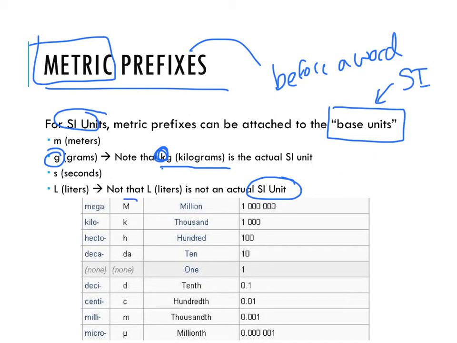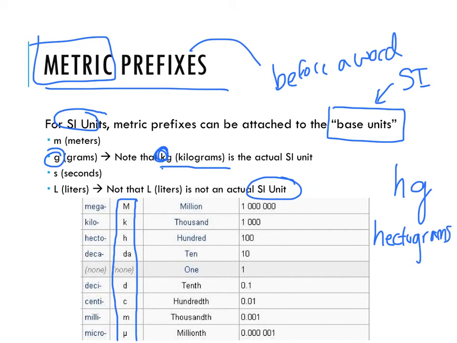Anytime we add the letter in front of the unit abbreviation, so for example grams, all we use are these letters. So for example, if I wanted to say hectograms, I would just put an H in front of my G. Otherwise, if we're going to spell it out, we would put the actual word in front of the actual unit. So I would write, for example, hectograms.